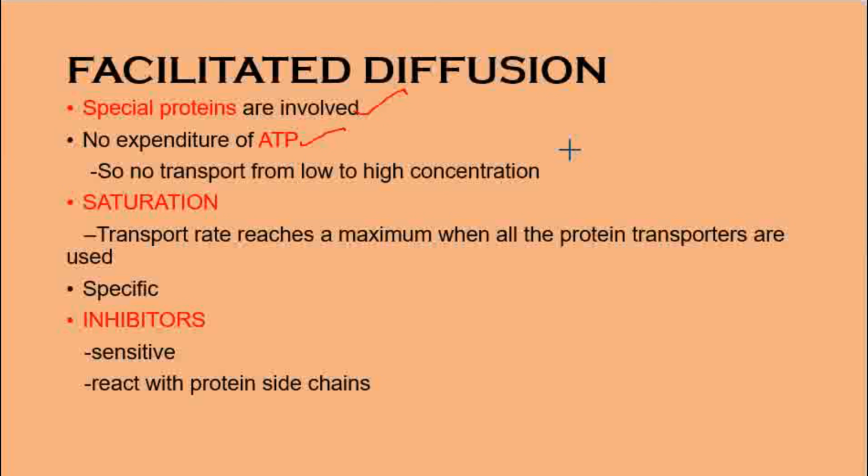energy here. And also there is no transport from low to high concentration. So in this case the movement is from high to low concentration. So it occurs naturally. In this case ATP energy is not required, as we are not going from low to high.